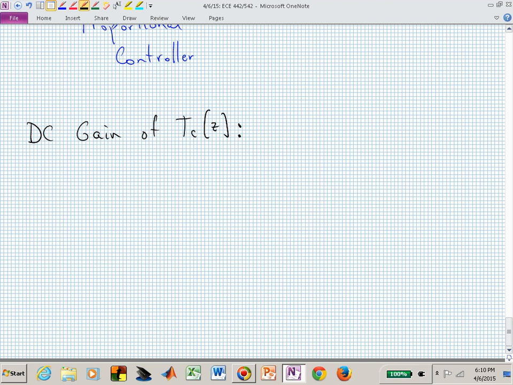How do I find the DC gain of T sub C of Z? That you should just be able to do in your sleep, right? You evaluate that transfer function with Z equal to 1. And what does that give you? Well, the numerator didn't have a Z in it. That was 3/2. The denominator was first order. We replaced the only Z downstairs with 1. We get 1 minus 1/2. We now have 3/2 divided by 1/2, or a DC gain of 3.